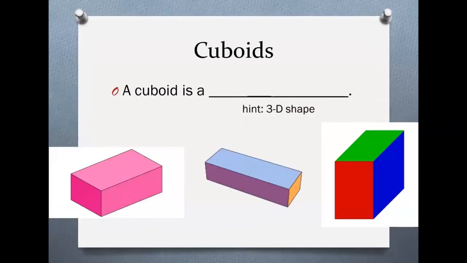Does any student know what type of shape a cuboid is? Let me give you a hint. It is a 3D shape with the same top and base. A cuboid is actually a rectangular prism.